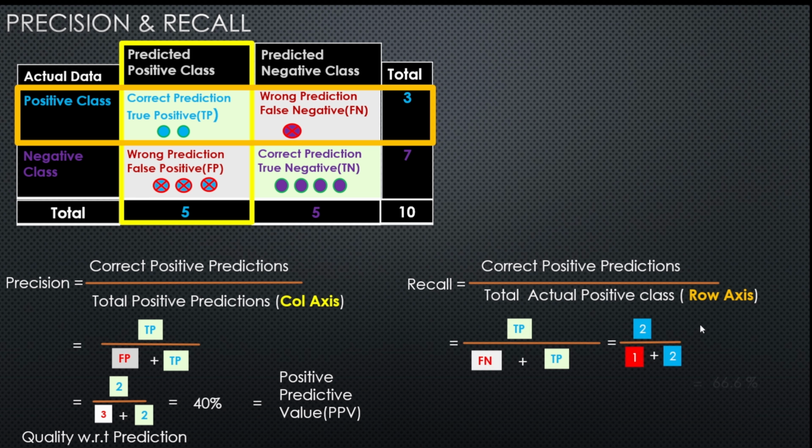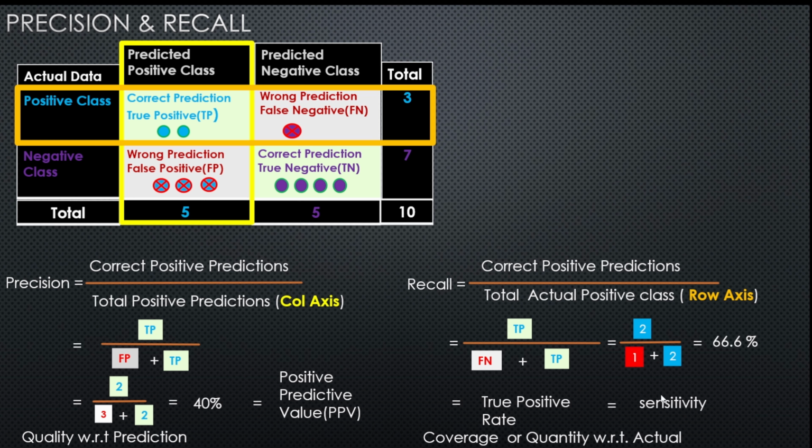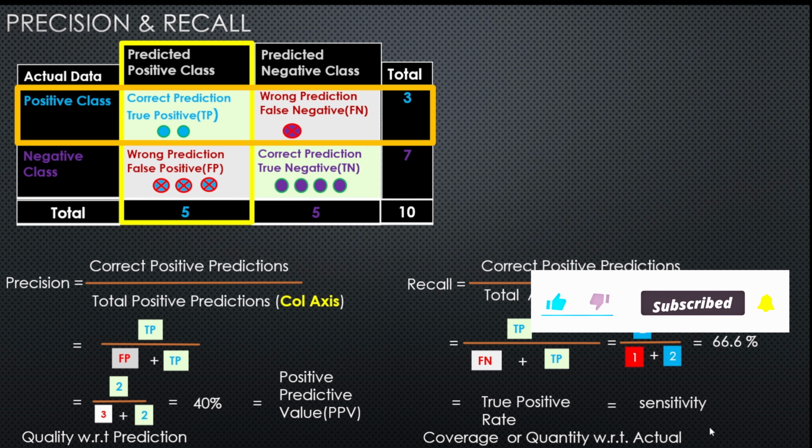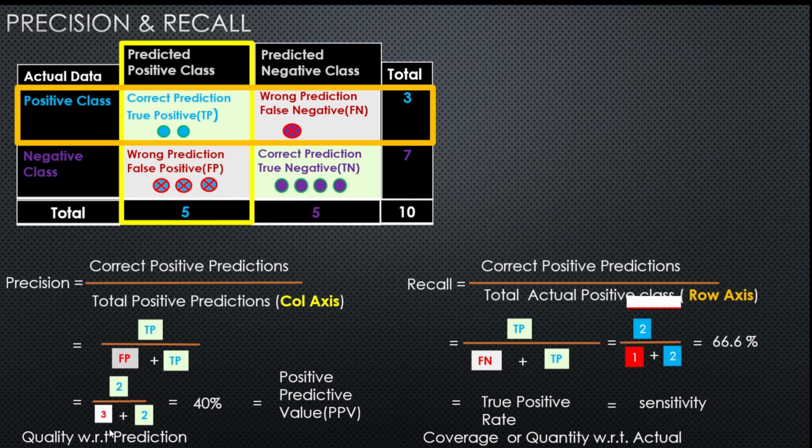And what it is telling you, in this case, recall is more than what accuracy has predicted, right? It is telling the true positive rate, another name for recall, and it is also known as sensitivity. What it is telling you is the coverage, how many out of the total positive samples we have been able to successfully detect. With respect to actual, this is with respect to prediction. So that's how we should remember precision and recall.